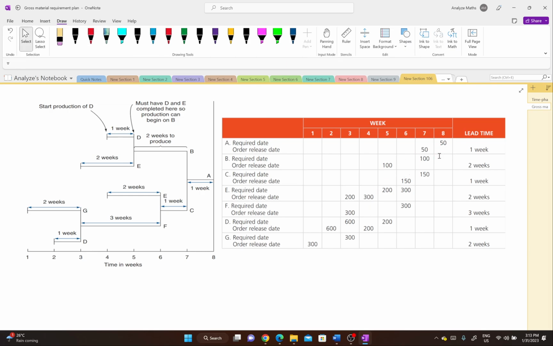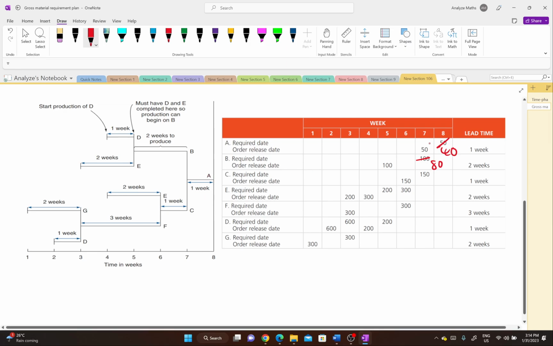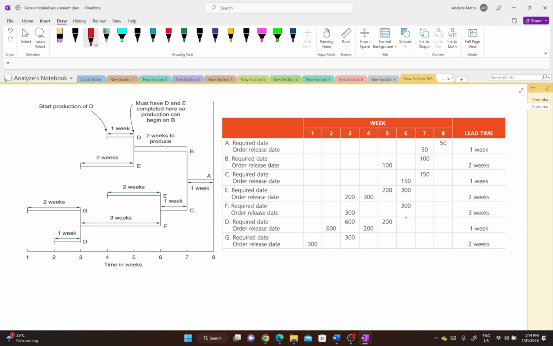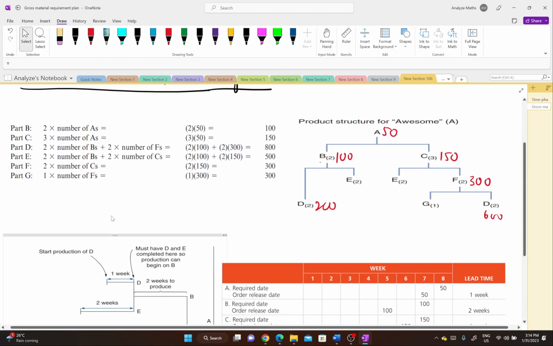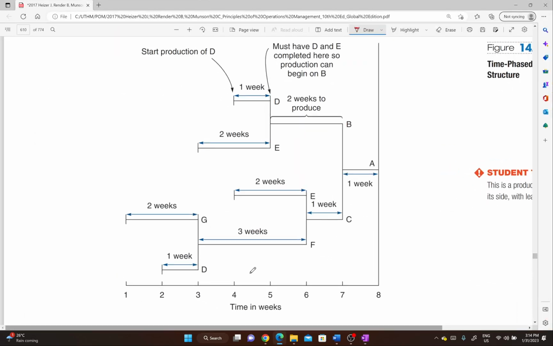So when I reduce this by 40, then this one I no longer need 100, I just need 80, because remember B is twice the A, so everything is reduced accordingly. So for us to see this clearly, let us go through this table here.